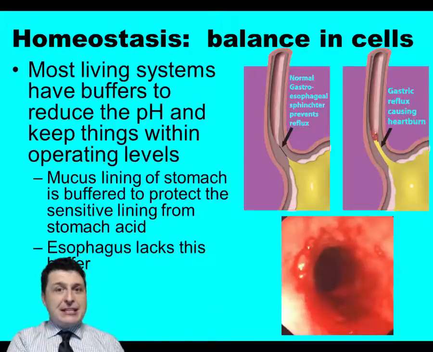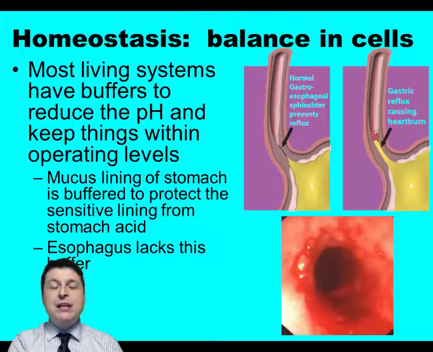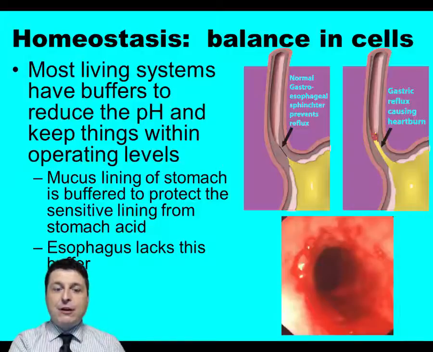Now, most of our living systems are going to have some sort of way to maintain homeostasis. One of the ways they do that is by using a chemical buffer mechanism. A buffer helps to maintain the optimal pH range for a given area of the living system. For example, the stomach lining has a mucus barrier, which buffers the sensitive stomach lining from the acid that's being produced there.